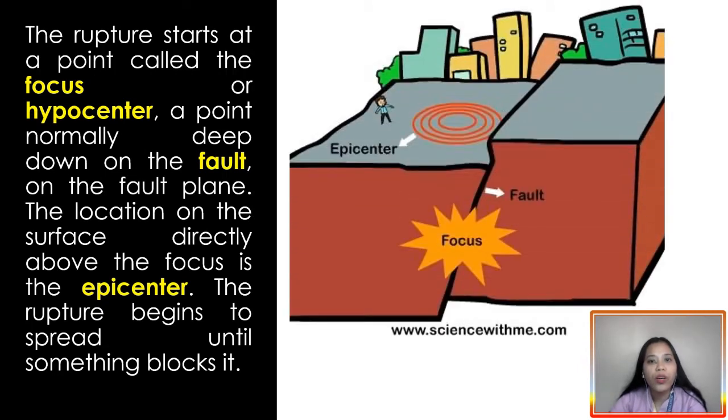Earthquakes happen over a region of the fault called the rupture surface. Just like you click your fingers with the entire area of your fingertip and thumb. In comparison to the fingertips, though, the whole fault plane does not fall at once. The rupture starts at a point called the focus or hypocenter, a point normally deep down on the fault plane. The location on the surface directly above the focus is the epicenter. The rupture begins to spread until something blocks it.